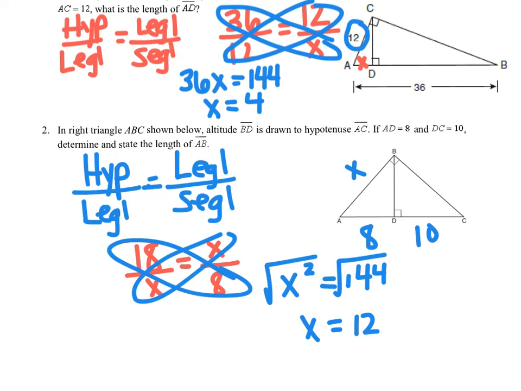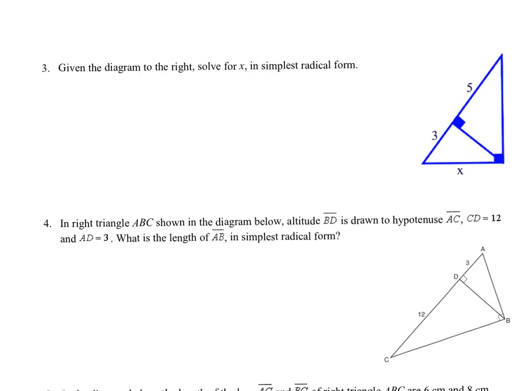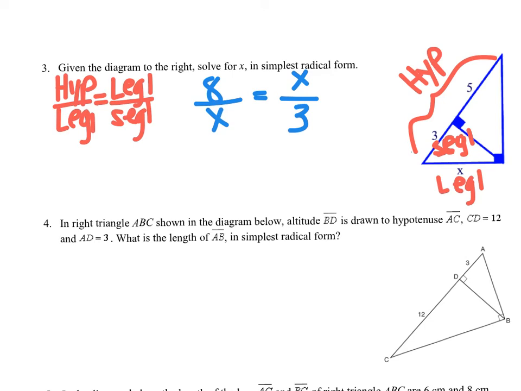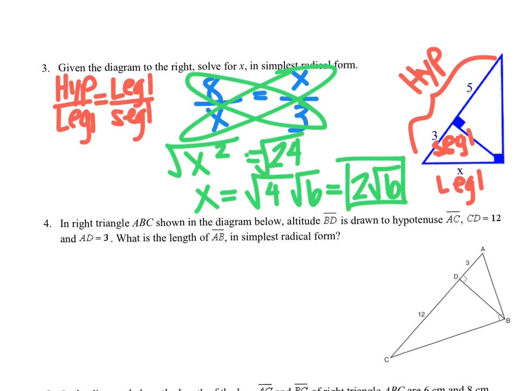We'll do one more together, and then the rest you're going to finish in class and for homework. So looking at number 3, we have a given diagram. We have an altitude creating 3 similar triangles, and we want to solve for x in simplest radical form. So pause the video, set up the proportion, and then come back. Your proportion should look like 8 over x equals x over 3. So take a second now, pause the video, and go ahead and solve. After you cross multiply, you should get x equals 2 radical 6, leaving it in simplest radical form.